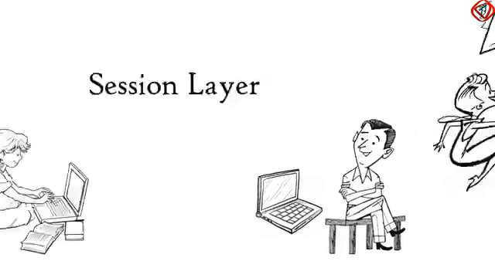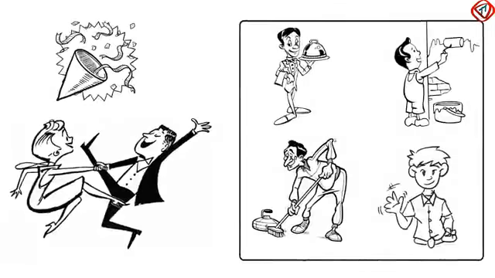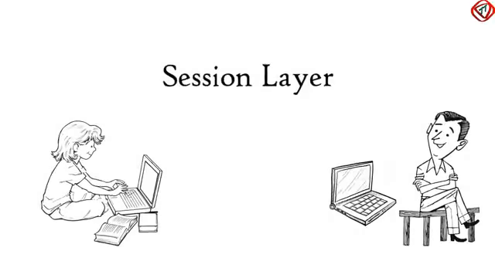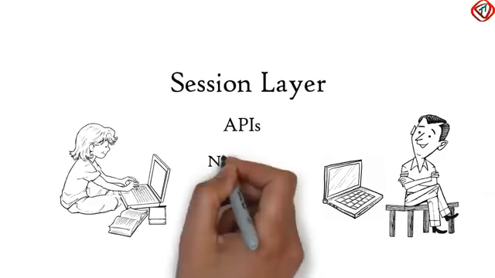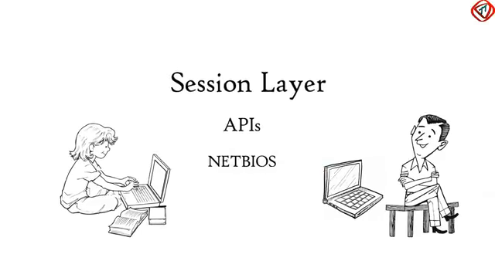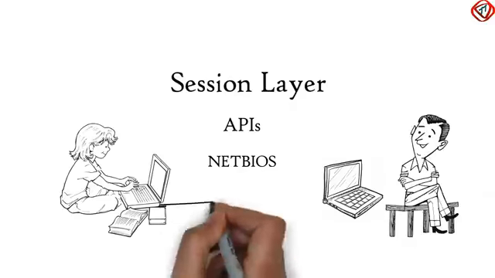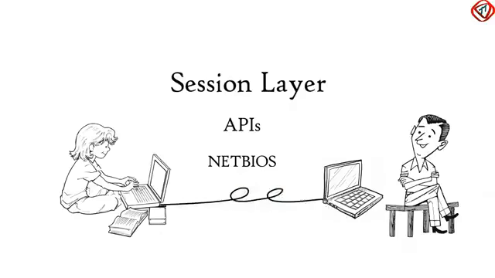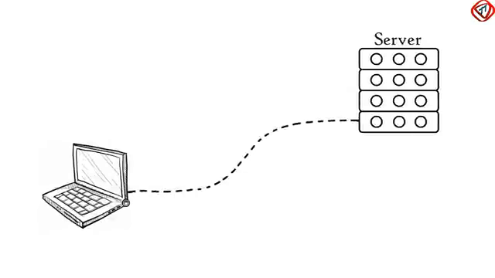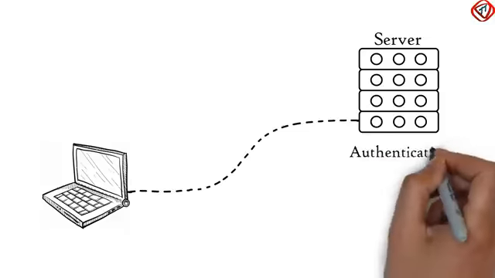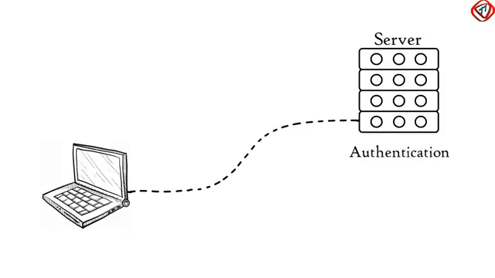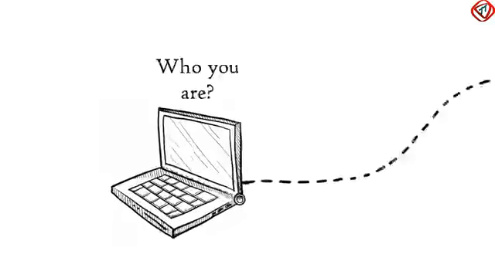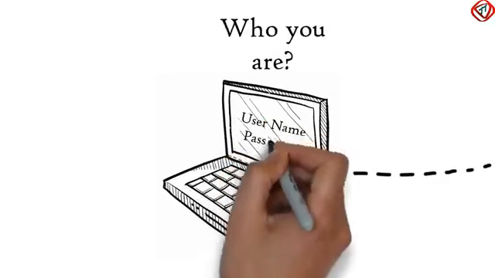Like you hired some helpers for your party, the session layer too has its own helpers called APIs, or application programming interfaces. NetBIOS, or Network Basic Input-Output System, is an example of APIs which allows applications on different computers to communicate with each other. Just before a session or a connection is established, the server performs a function called authentication. Authentication is the process of verifying who you are. For this, the server uses a username and a password.